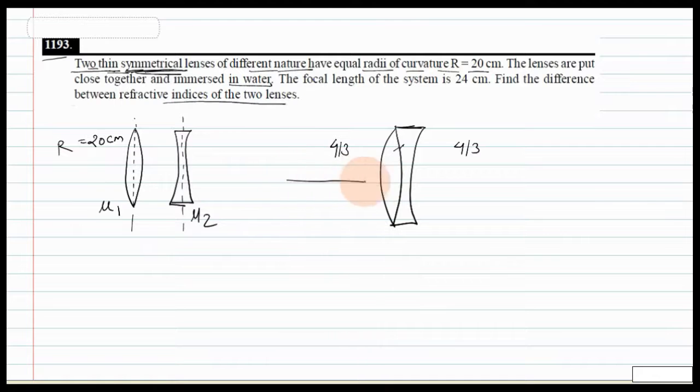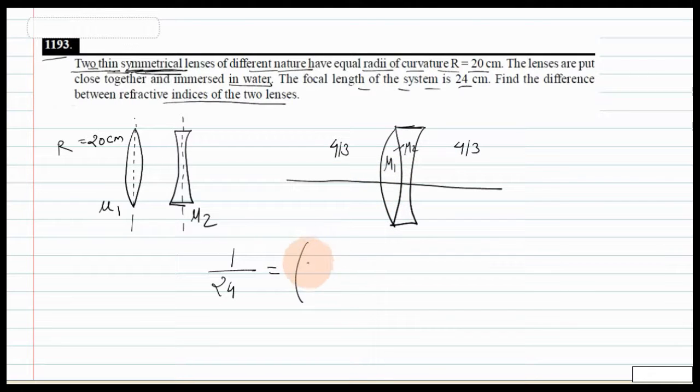Now in this system, when they are put in water, the effective focal length is given to us. It is 24 centimeter. So we may apply the lens maker formula to find the effective focal length in the medium, which is known to us as 24 centimeter. It should be 1/f = (mu of the lens divided by mu of the medium minus 1) times (1/r1 minus 1/r2). But because the lenses are of different material, we cannot directly apply this formula. So how should we solve this? We can add the focal lengths of the lenses to get the effective focal length.